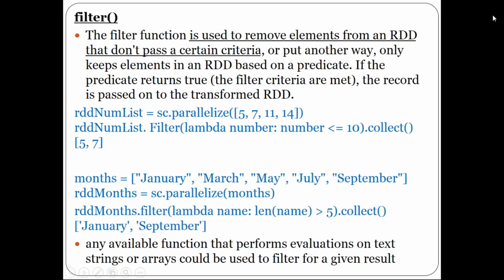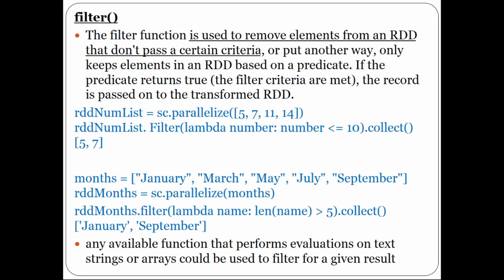If you see here, the filter function is used to remove elements from an RDD that don't pass a certain criteria. Put in another way, it only keeps elements in the RDD based on the predicate. A predicate is a condition. If your condition is met, give me the results. If the condition is not met, give me other results.